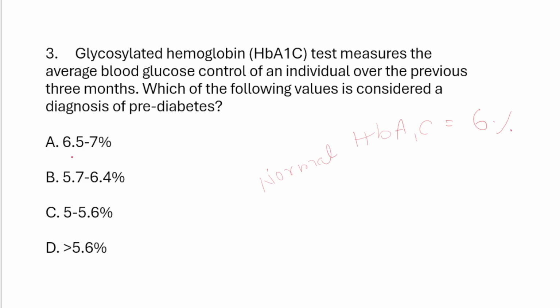If pre-diabetes, how will we diagnose? A. 6.5 to 7%, B. 5.7 to 6.4%, C. 5.5% to 6%, D. less than 5.6%. For the pre-diabetes condition, B is our answer. If the patient value is between 5.7 and 6.4%, he has pre-diabetes. The HbA1c measures the average glucose in blood over 3 months.